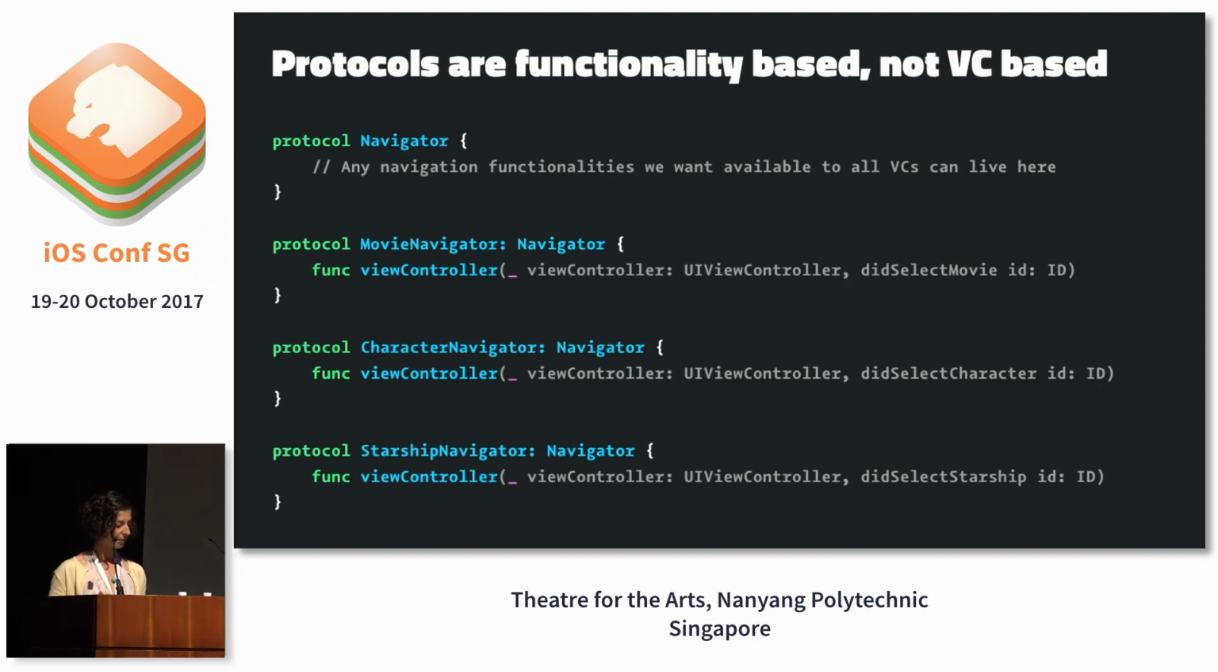So here we see I have a movie navigator. That's simply in charge of navigating me to a movie given a movie's ID. I have a character navigator, that's in charge of navigating me to characters. And I have a starship navigator, and that's in charge of getting me to starships. Now these have nothing to do with what view controllers they come from. They don't care. In fact, they don't care so much that I have to pass that information in case I do need to care at the very top level. So these are just strictly based on the functionality. They're based on where I'm going, not where I came from.